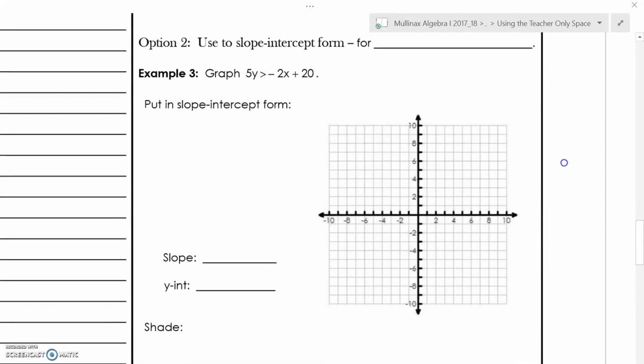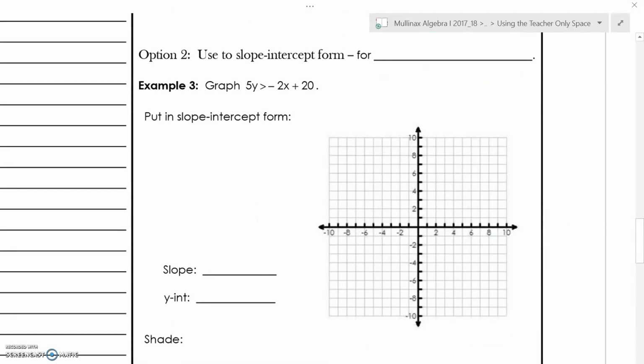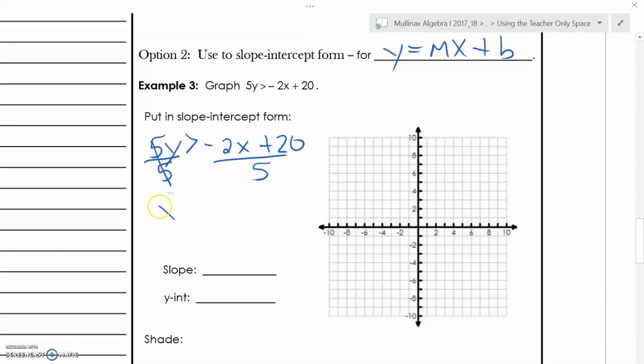Another option, obviously, to graph a line is to put it into slope-intercept form, y equals mx plus b, so solve for y. Notice here, there's only one step to solving for y, so it would be easier to put it in slope-intercept form and just use y equals mx plus b to graph it. The one step I need would be to divide by 5. So I'm left with y equals, divide both terms by 5, negative 2/5 x plus 4.